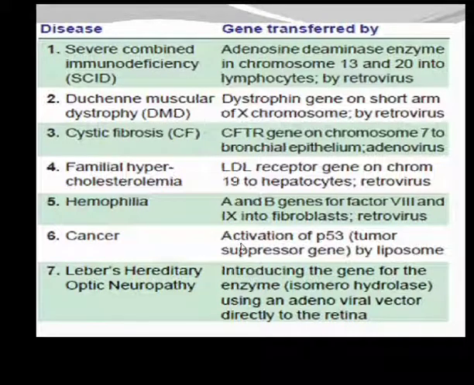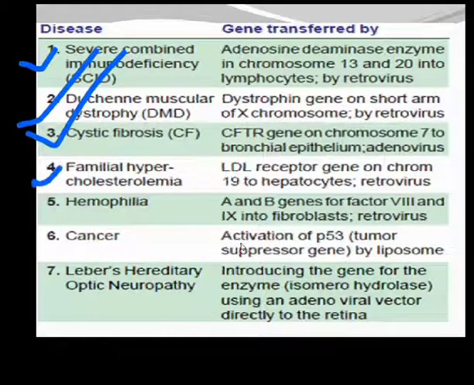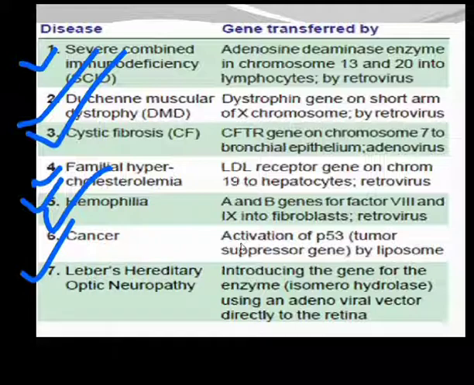Now coming to some diseases: severe combined immune deficiency, Duchenne muscular dystrophy, cystic fibrosis, familial hypercholesterolemia, hemophilia, cancer, and Leber's hereditary optic neuropathy. These are all diseases for which gene transfer is used.